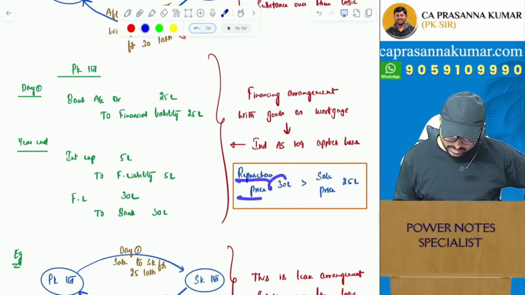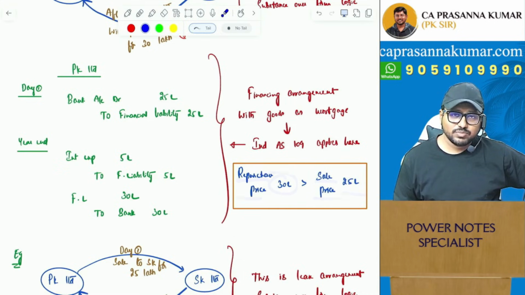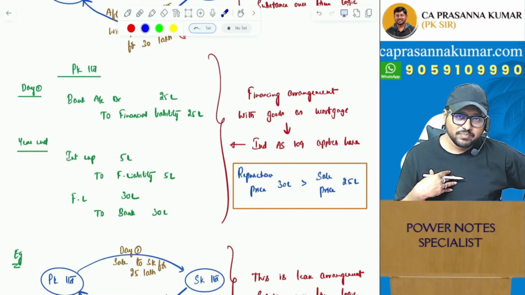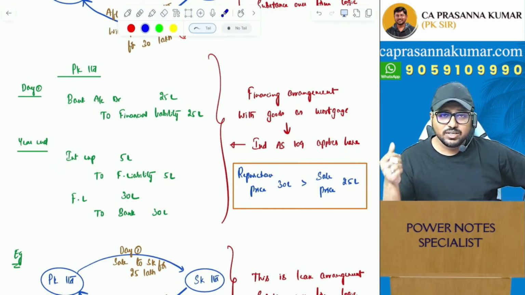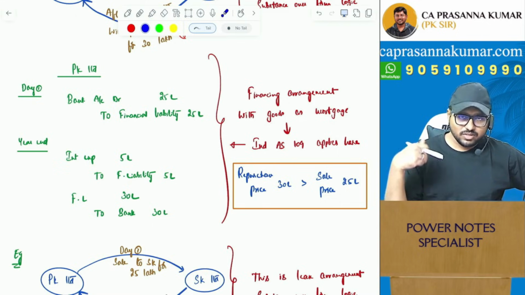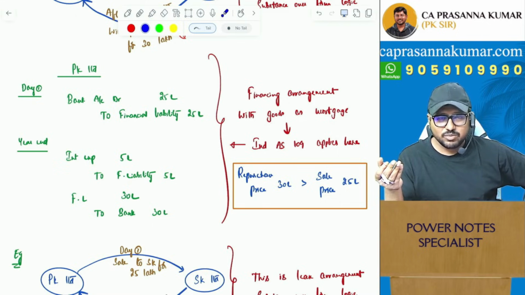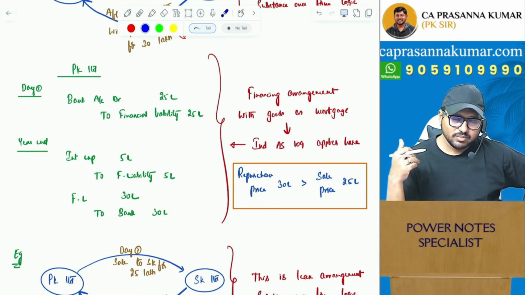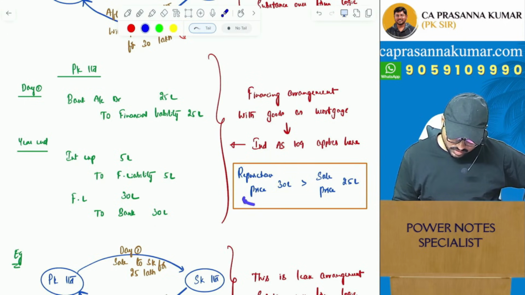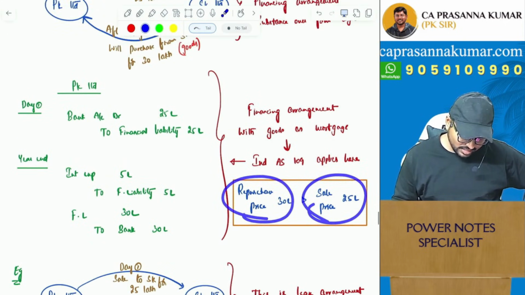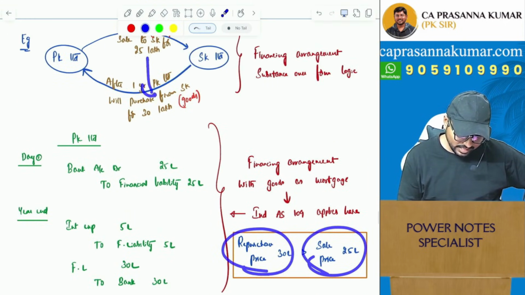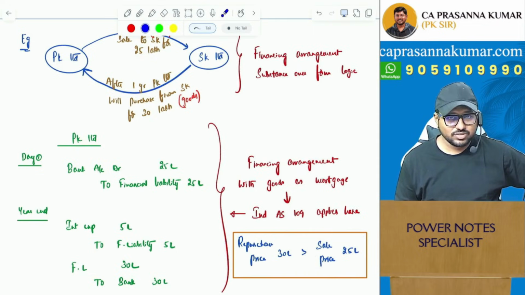Your repurchase price is 30 lakhs, your sale price is 25 lakhs, which means initially you got 25 lakhs money, you gave goods as a mortgage. After 1 year, you paid 30 lakhs, that is with 5 lakhs interest. Are you able to understand? And then you got your goods back because there is no more mortgage left over. So repurchase price is greater than sale price. In that case, you should be treating that difference of 5 lakhs between the sale price and the repurchase price as interest or financing cost.